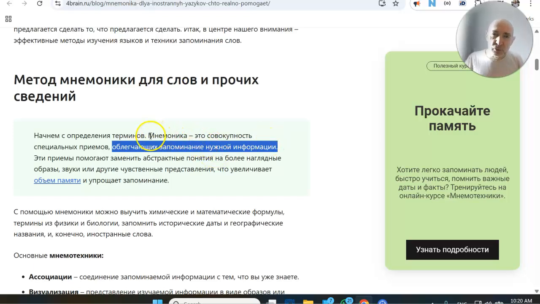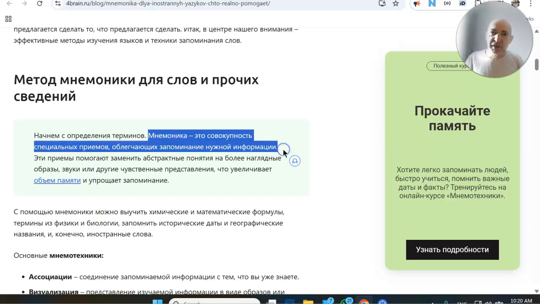So now look how it all works together. Мнемоника – это совокупность специальных приемов, облегчающих запоминание нужной информации. Mnemonics is a combination of special methods that make easier remembering of the needed information, of нужной, like needed, necessary information.